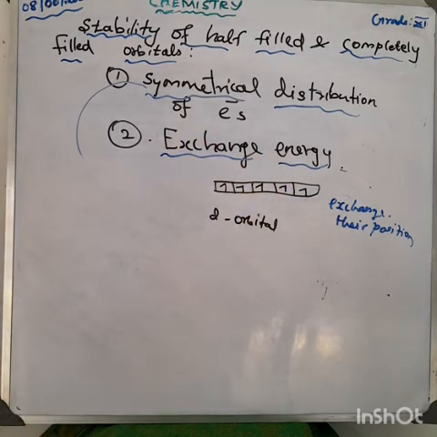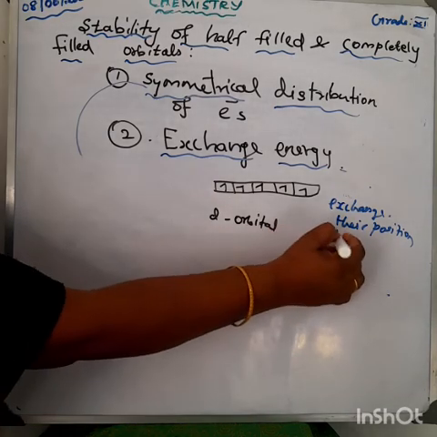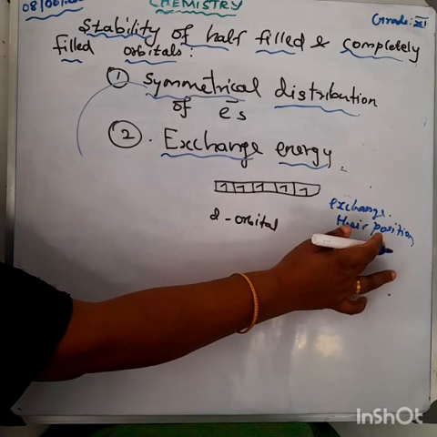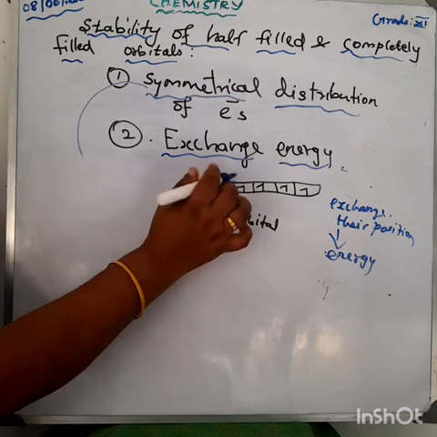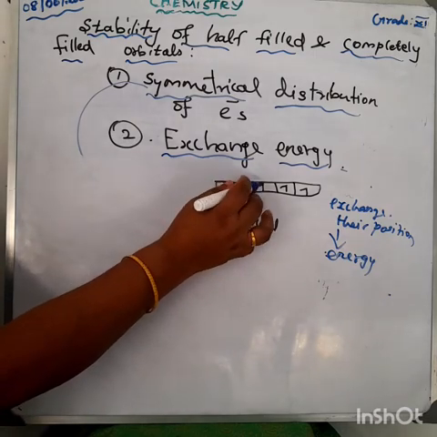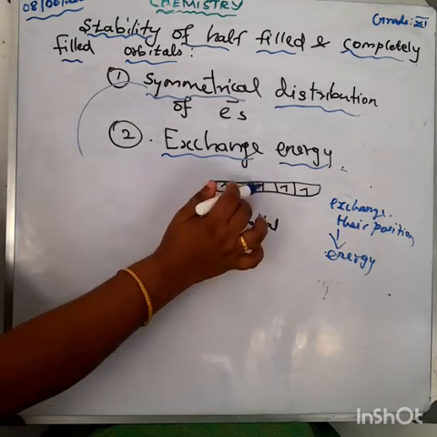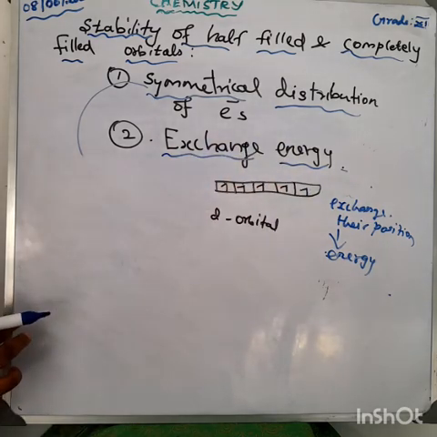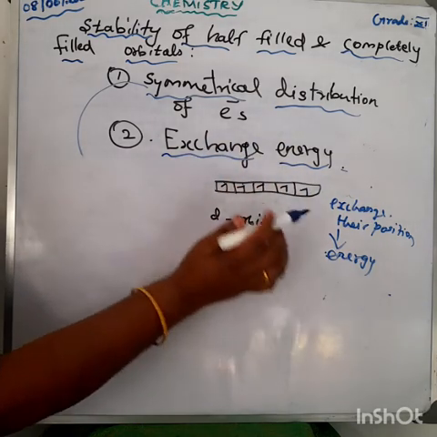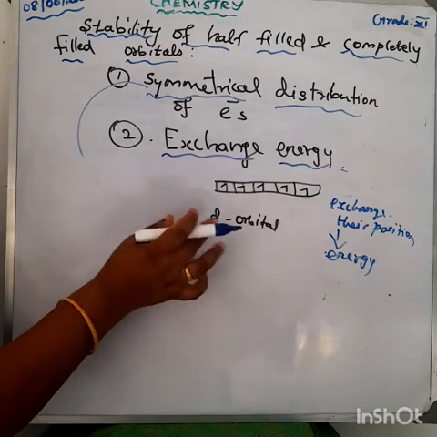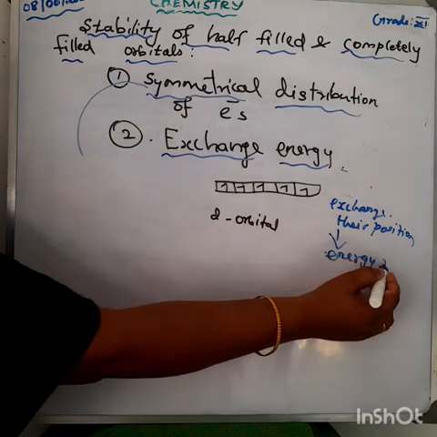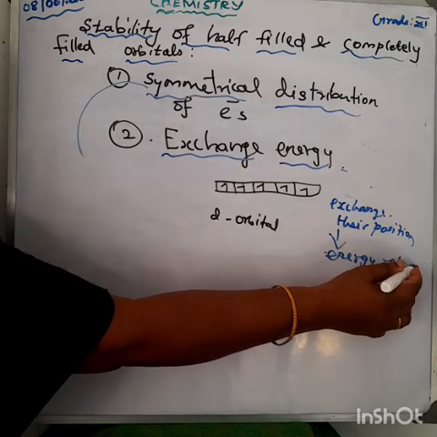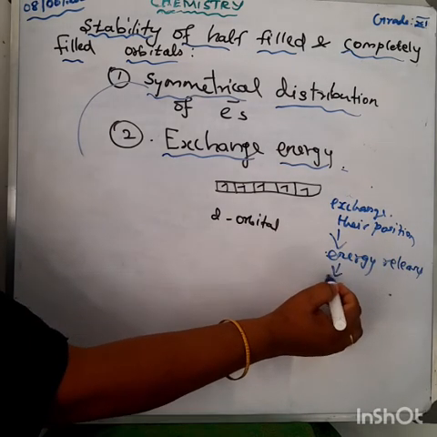When they are exchanging their position, energy is released. Exchange means this electron can exchange its position with here, or here, or here, or here. This is the exchanging of position. When it exchanges, the energy will be released. This energy is called exchange energy.